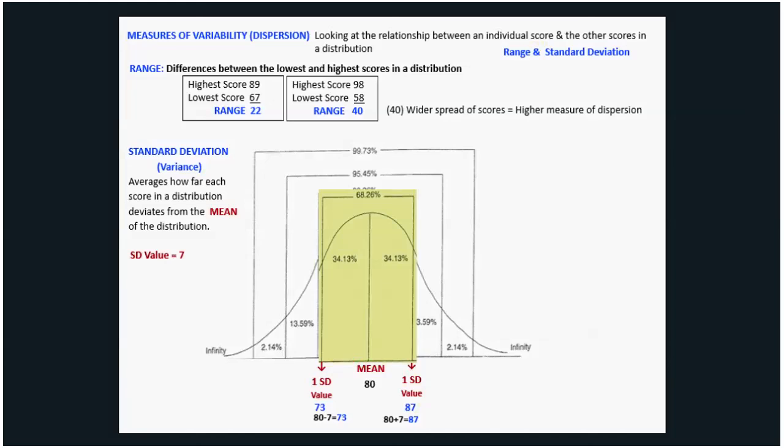Then we go out to 2 standard deviations.